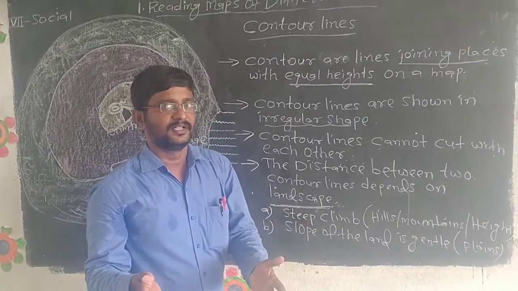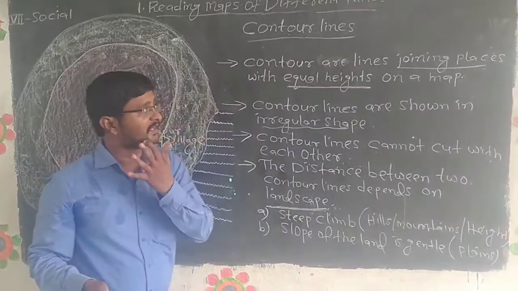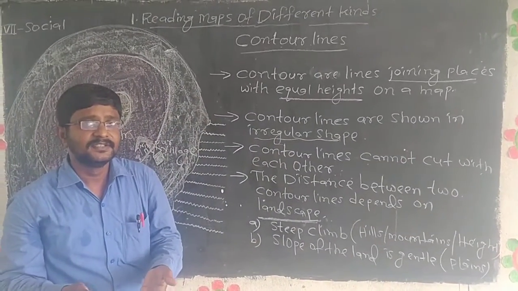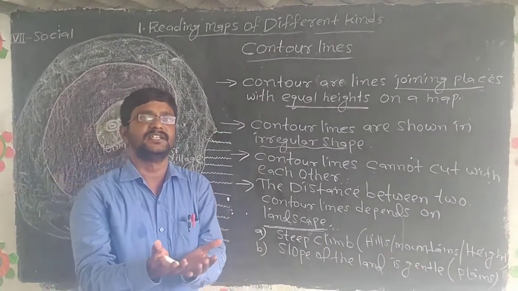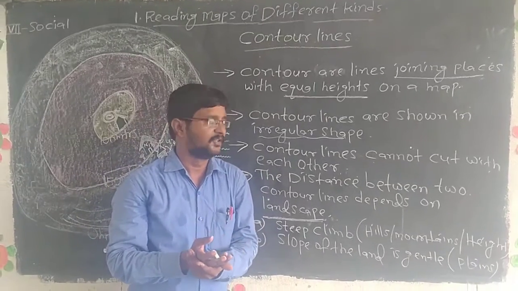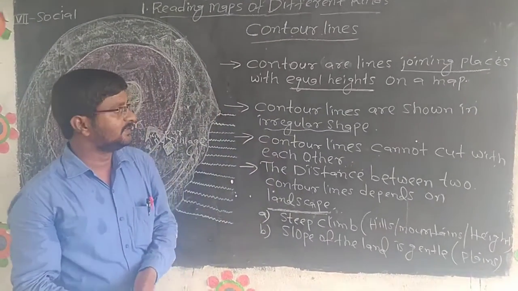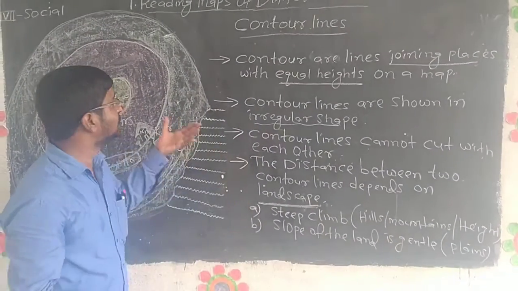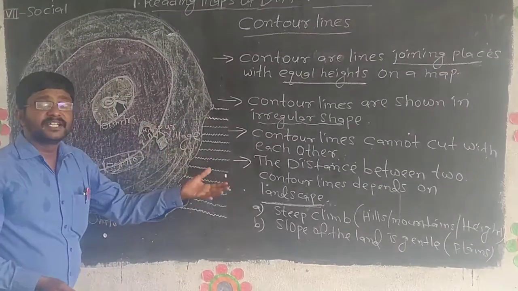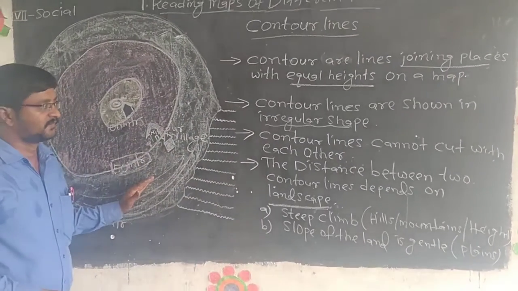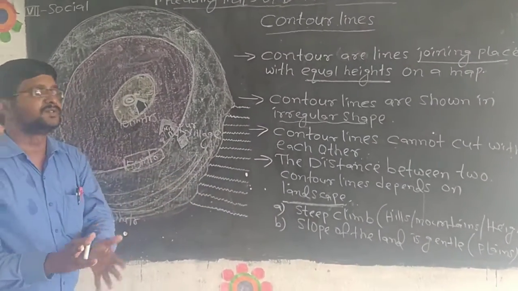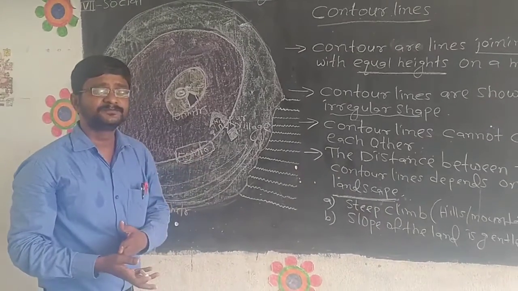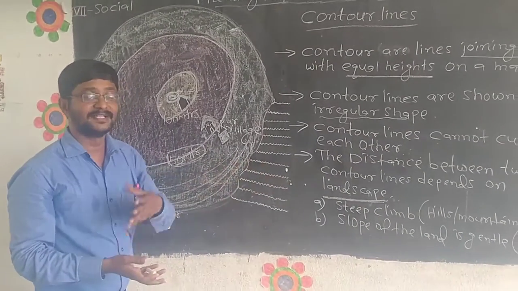So let us revise once again. Contour lines are the lines joining the places with equal heights on the map. So what are the characteristics of contour lines? Contour lines are shown in irregular shape. They cannot cut with each other. The distance between two contour lines depends upon the landscape.